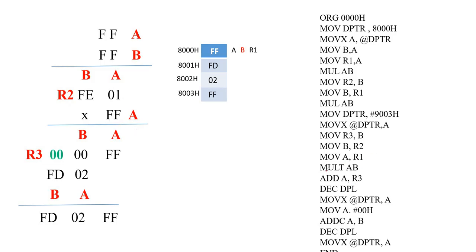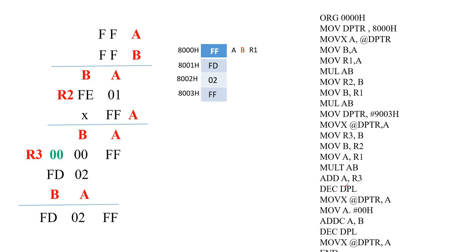Again here I have made a mistake. It should be MUL. It should not be MULT. It should be MUL. So here we will multiply these two, FE and FF. We will get FD02. Okay. So here we are getting FD02.